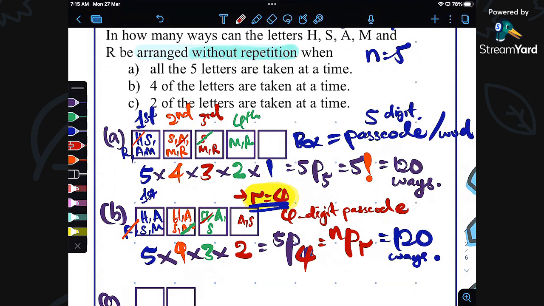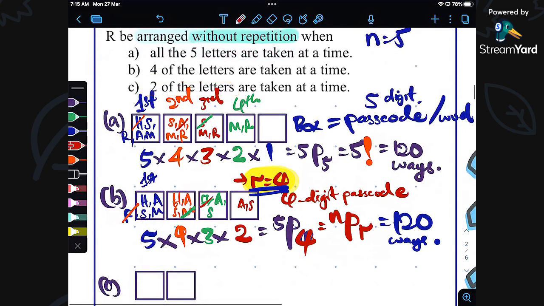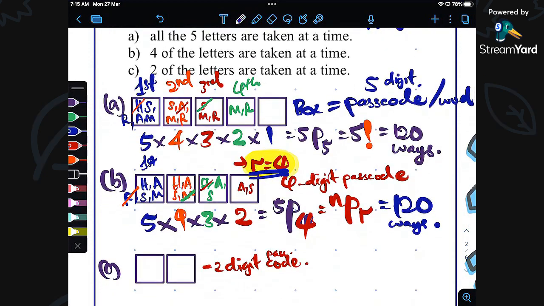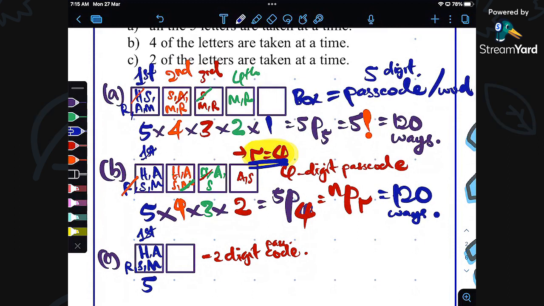So now yang terakhir, kita nak create 2 digit code. Okay, kita nak create 2 digit code. Passcode lah, tak kisah. Code or passcode, the same thing. So now the first box, okay, remember, always figure out what are the possible alphabets to be seated on the first box. So it can be H or A or R or S or M. Still, 5 letters can be at the first digit.